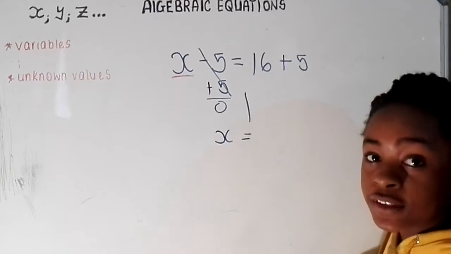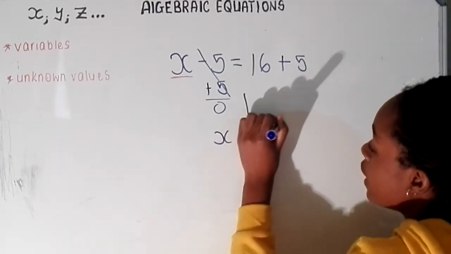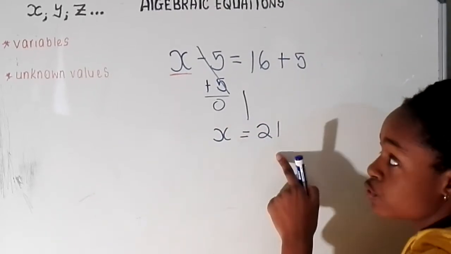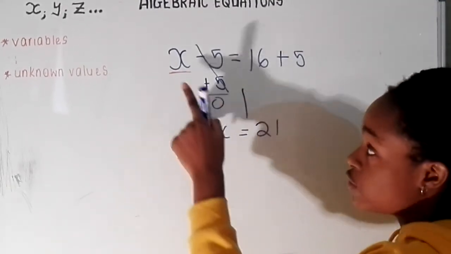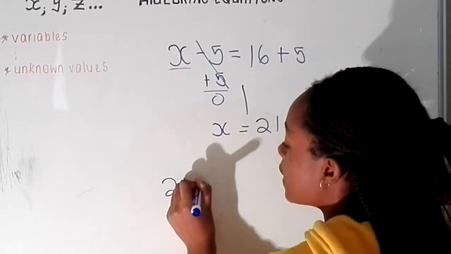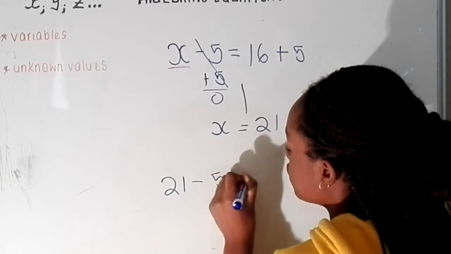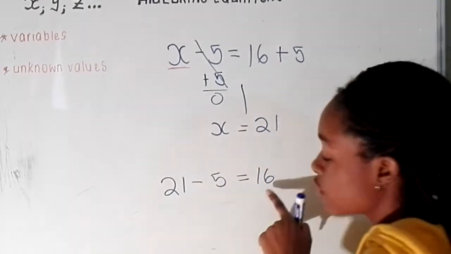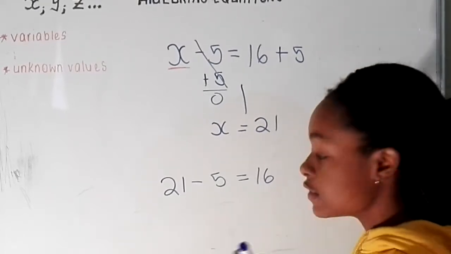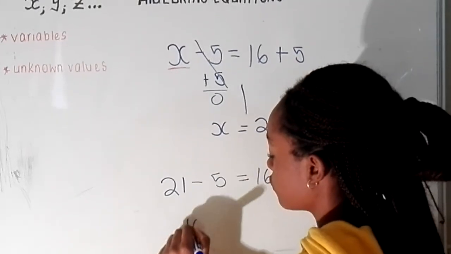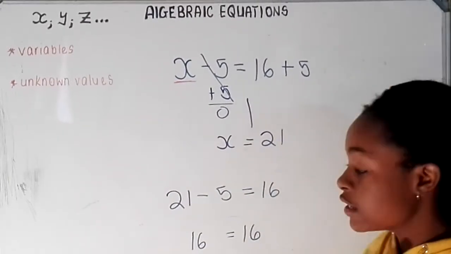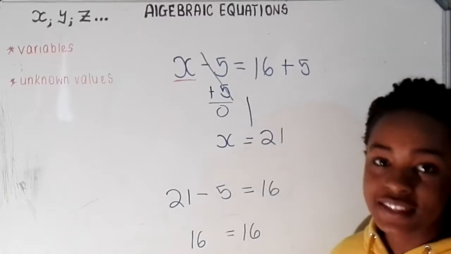16 plus 5 gives me an answer of 21. And I can check this answer. Because we know the value of x is equal to 21, we can substitute this into the equation. So we'll have 21 minus 5 is equal to 16. So I must get the answer of 16. 21 minus 5 gives me an answer of 16. 16 is equal to 16. So this answer is true and the equation is balanced.